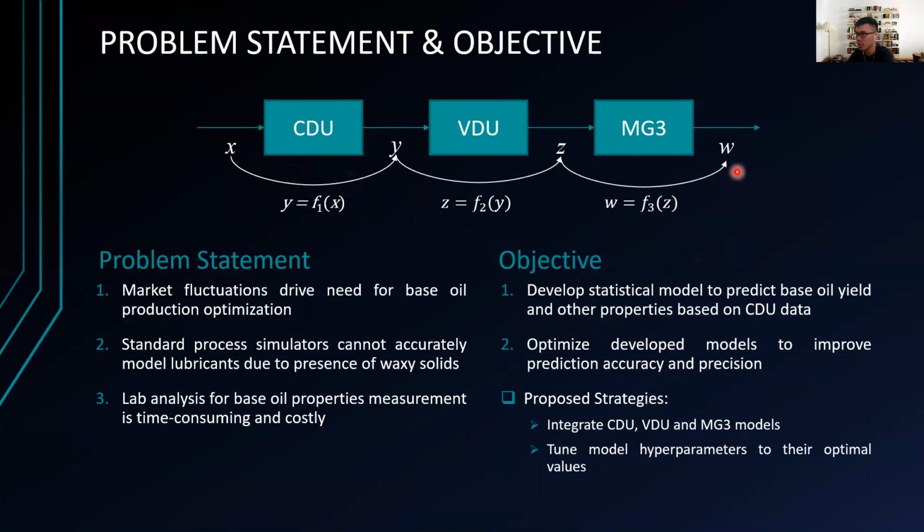So the proposed solution here is first to integrate the CDU, VDU, and MG3 models into one single model, thus being able to predict W from X directly. So we want to integrate these 3 models into a single model. Secondly, is to tune the model hyperparameters to their optimal values. So each of these individual models, we would wish to also tune the hyperparameters to boost up their respective accuracy. Hyperparameters are basically the parameters within an algorithm to tune the model, which I'll explain further in the subsequent sections. So by developing a statistical and predictive model, the problem stated can be resolved.